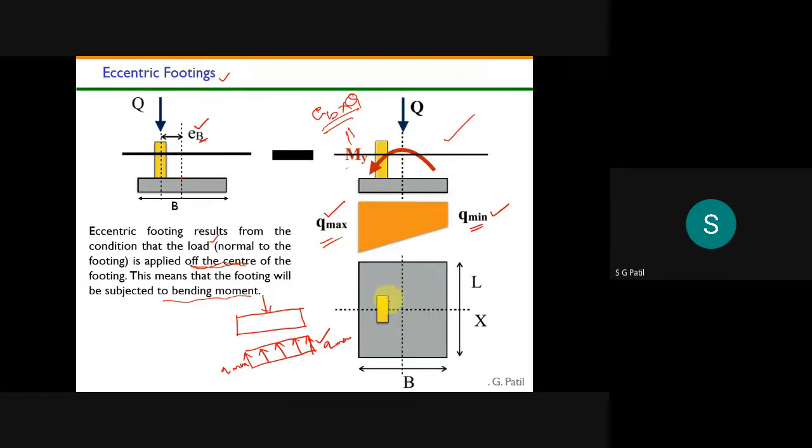Okay, it's trapezoidal. This is in plan view. In the plan view, this is the foundation, and this is the center of your footing or foundation, and this is your column position. So this column is off by some distance. This is EB, the eccentricity in the breadth direction. If I place the column somewhere else in the foundation, then eccentricity will come in both directions. I'll come to that at a later stage. For now we will concentrate only on the eccentricity in one direction.